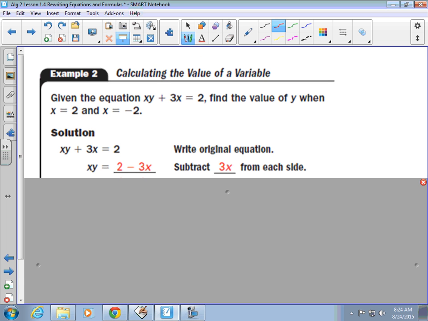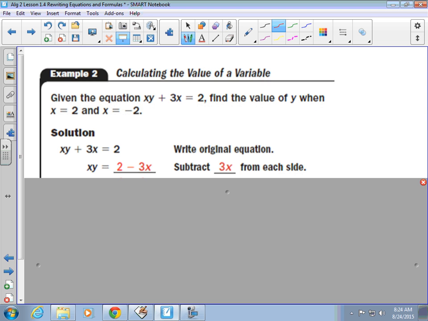Example number 2 is calculating the value of a variable. It says, given the equation xy plus 3x is equal to 2, find the value of y when x is 2 and when x is negative 2. So what's going on here is it's giving you two different values. You guys have done tons of problems like this.